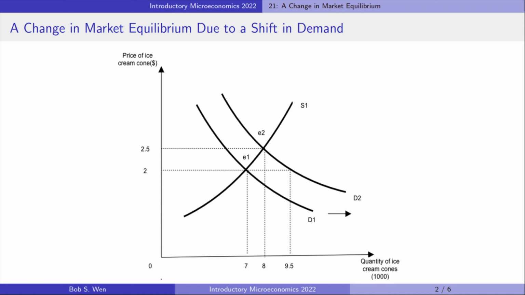Suppose now a hot summer is approaching. The hot weather shifts the demand curve to the right from D1 to D2 at every possible price of ice cream. The weather does not change the supply of ice cream, so the supply curve is unchanged.